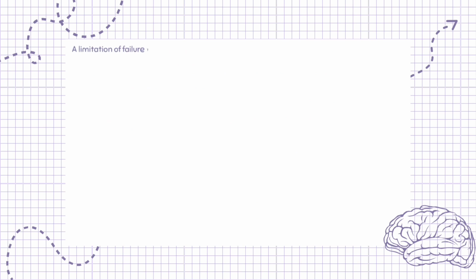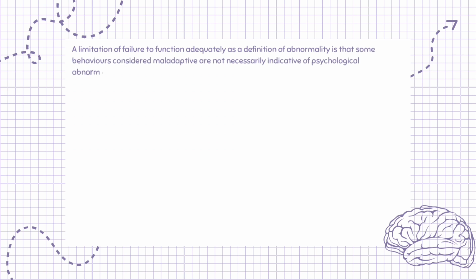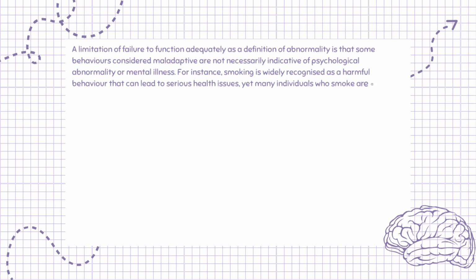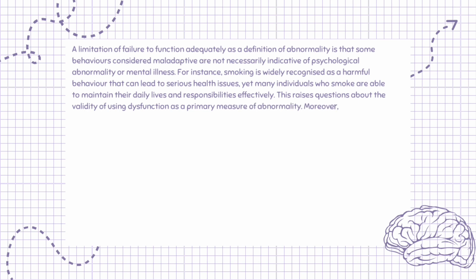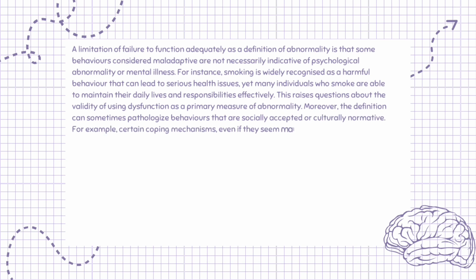A limitation of failure to function adequately as a definition of abnormality is that some behaviors considered maladaptive are not necessarily indicative of psychological abnormality or mental illness. For instance, smoking is widely recognized as a harmful behavior that can lead to serious health issues, yet many individuals who smoke are able to maintain their daily lives and responsibilities effectively. This raises questions about the validity of using dysfunction as a primary measure of abnormality. Moreover, the definition can sometimes pathologize behaviors that are socially accepted or culturally normative. For example, certain coping mechanisms, even if they seem maladaptive, may be employed by individuals to navigate stress or trauma without indicating a deeper psychological disorder.